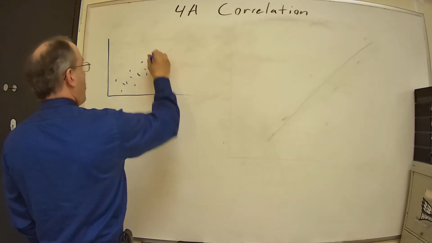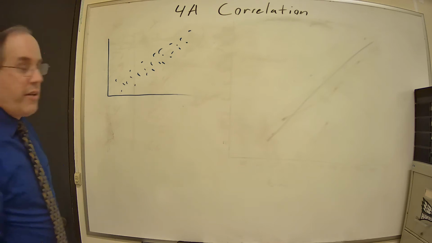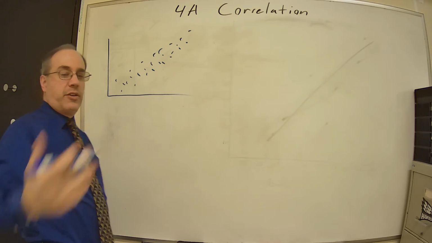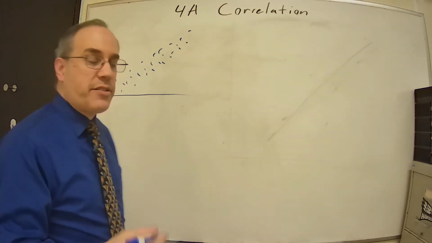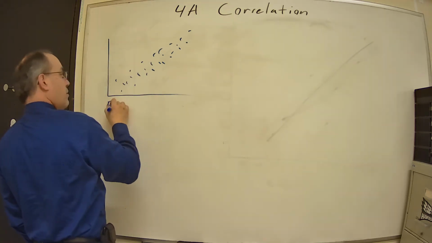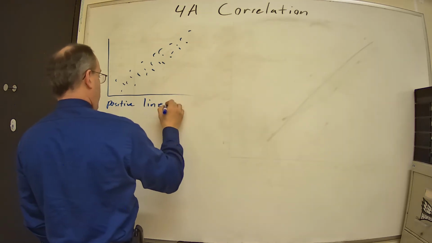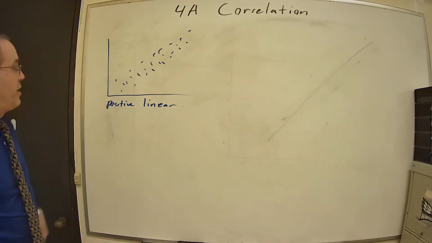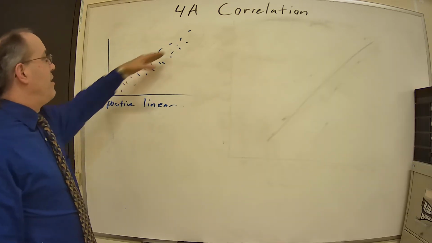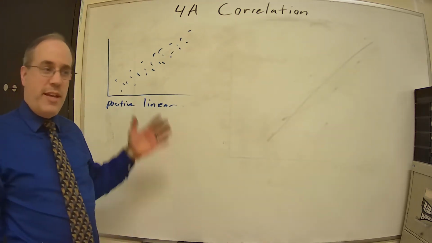So I'm drawing a scatter plot, right? So we see here that as X increases, Y tends to increase. This is called a positive linear correlation. I'll put it down here. Positive linear correlation, meaning that as X increases, Y increases, and it does so in a linear fashion, meaning I can draw a line that estimates what's happening.